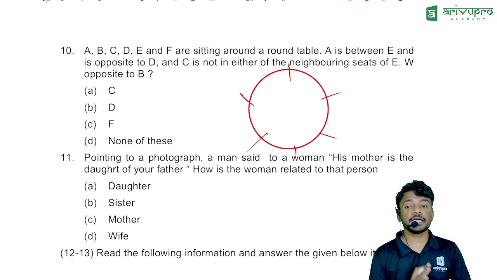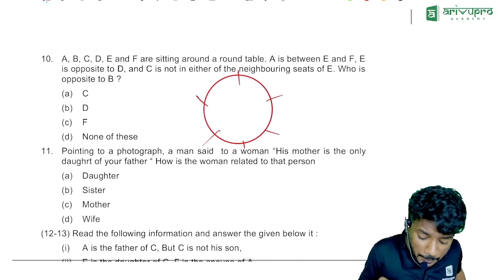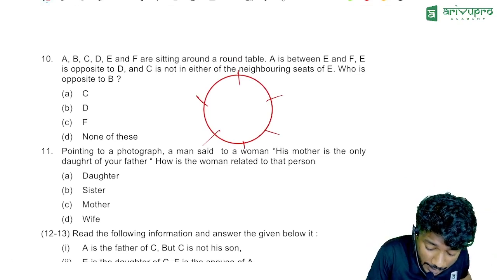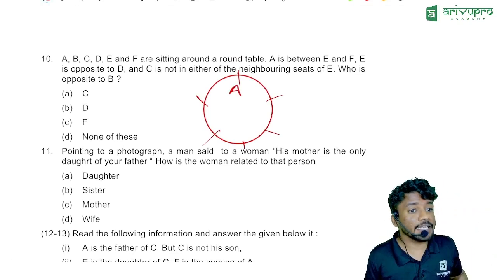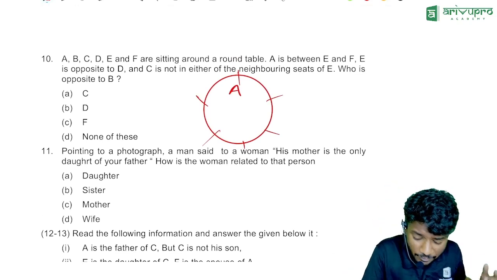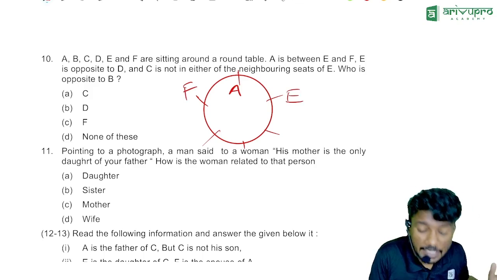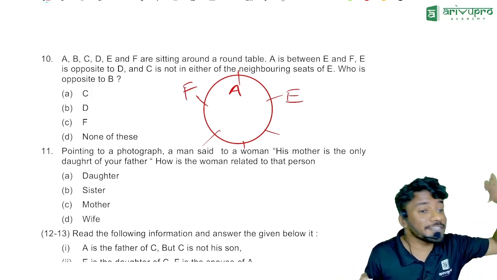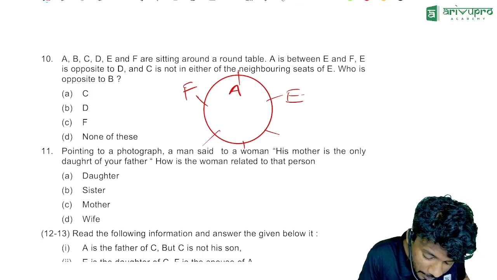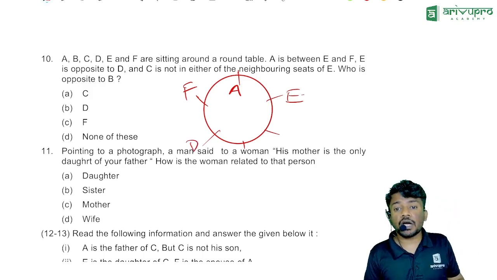Okay. Now, how many are there? 6 people are there. A is between E and F. So, if A is here, it is between E and F. Where will you draw E? Anywhere. We will try. Always it is trial and error, right? If it's not right, we will change the drawing. That's all. Then what is given? E is opposite to D. That means D will be over here.